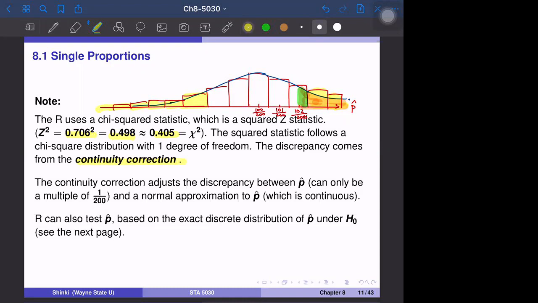Yeah, so in general, if your result is slightly different from R, probably R did some adjustment for a better approximation or a more exact solution, so that you can rely on it.